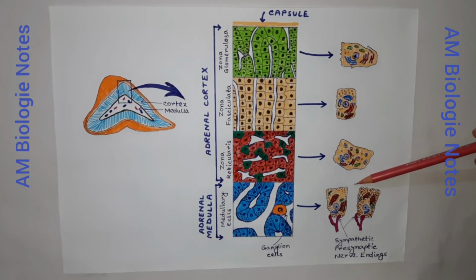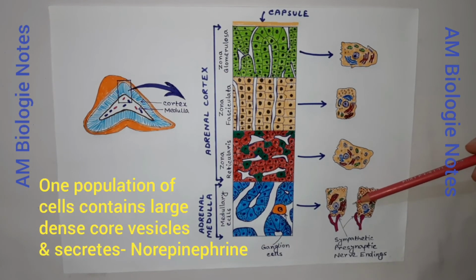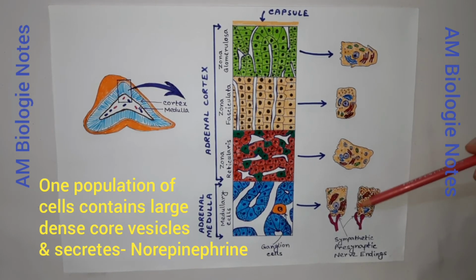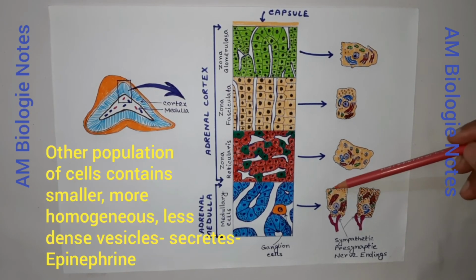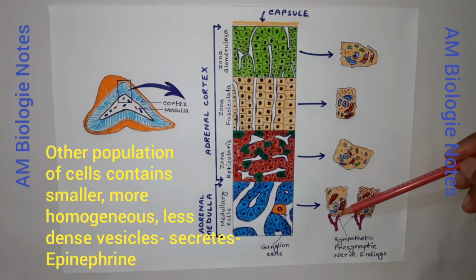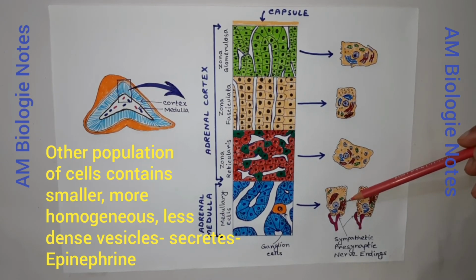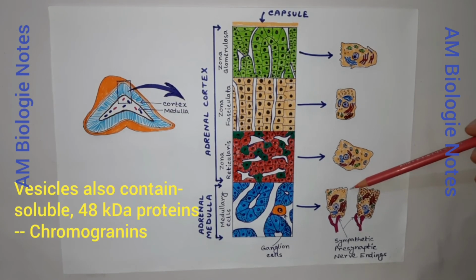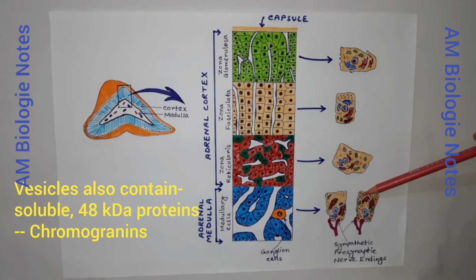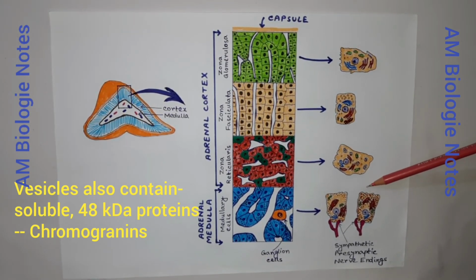So, there are two types of chromaffin cells. One population of chromaffin cells contains only large, dense core vesicles. These cells secrete norepinephrine. The other population of cells contains vesicles that are smaller, more homogeneous and less dense. These cells secrete epinephrine. Both the vesicles also contain large amounts of soluble 48 kilodalton proteins called chromogranins.